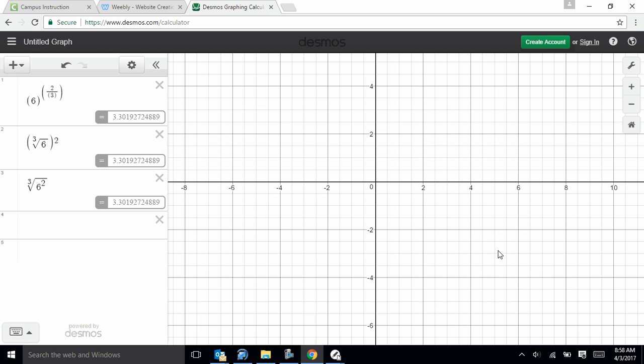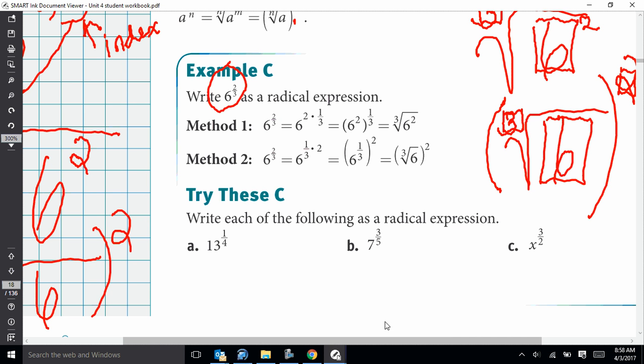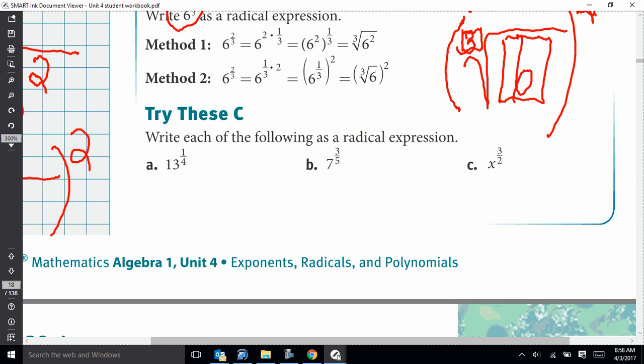All right, so let's look back. Write each of the following as a radical expression. Let's look at A. How do we write that as a radical expression? I want you to give this a shot. Think about what's my base, what's my index, and what's the power on the base. We want to write it as a radical expression, so that means we want the little root thing in there.